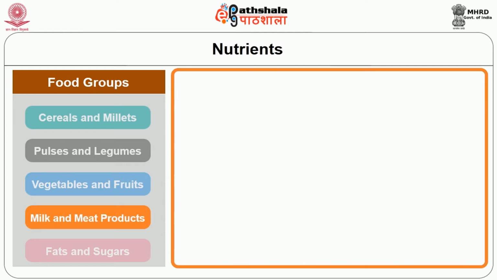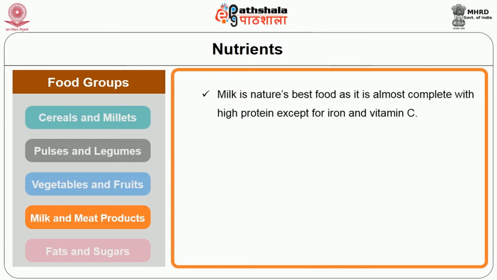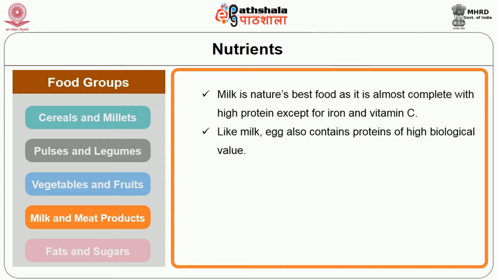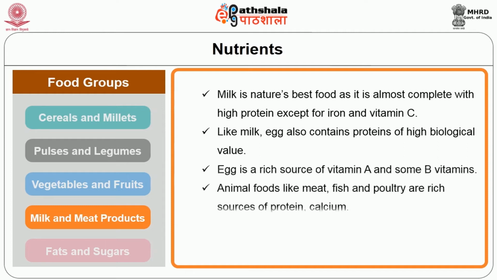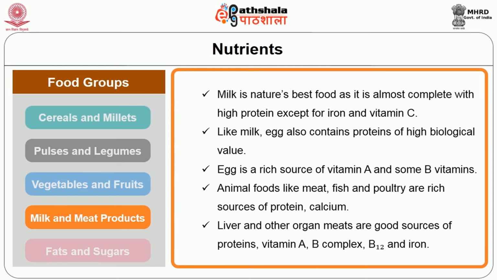Now, let us move on to see what is in the fourth food group, which is milk and meat products. Milk is nature's best food as it is almost complete with high proteins, except for two, iron and vitamin C. Like milk, egg is also a rich source of proteins of high biological value. Animal foods like meat, fish and poultry are rich sources of protein and calcium. And also the organ meats such as liver are good sources of protein, especially high biological value proteins, vitamin A, B and iron.